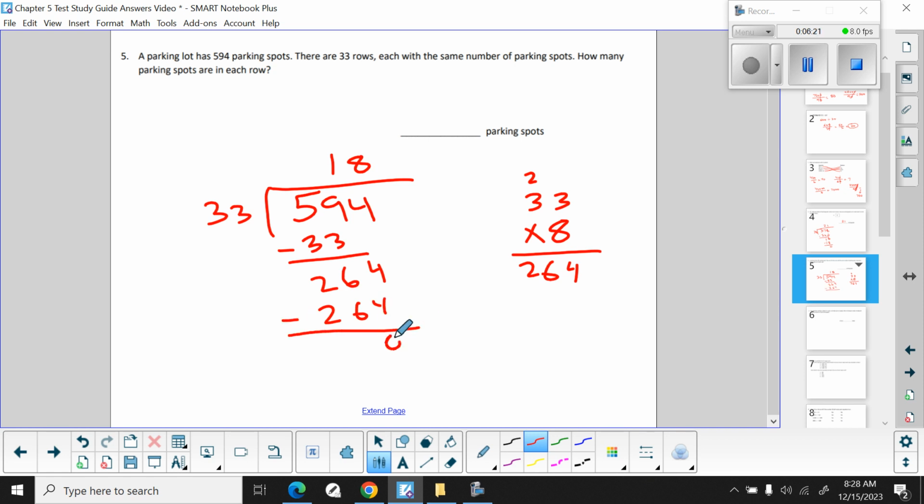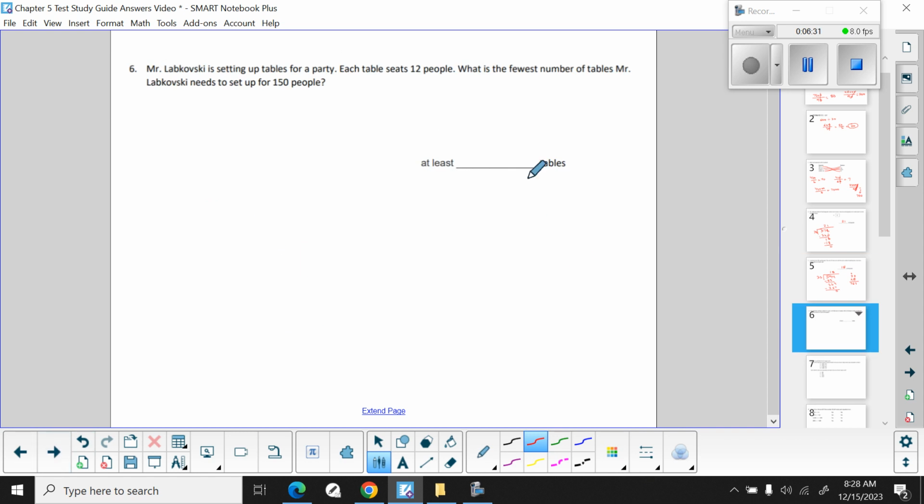I subtract, I have no remainder, so the answer is 594 divided by 33 rows is 18 parking spots in each row.